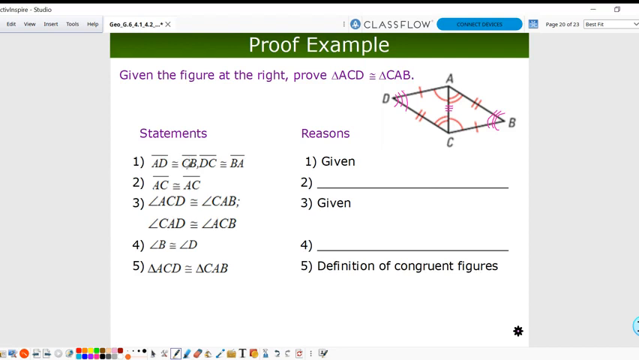We've got AD congruent to CB, DC congruent to BA. We know that AC is congruent to itself, and that's using your reflexive property of congruence. We are told angle ACD is congruent to CAB, and CAD is congruent to ACB. Therefore, angle B is congruent to angle D. And we did mark that. That's that third angle congruence theorem. Therefore, if we have all of the parts marked congruent in both triangles, then triangle ACD is congruent to CAB by definition of congruent figures.